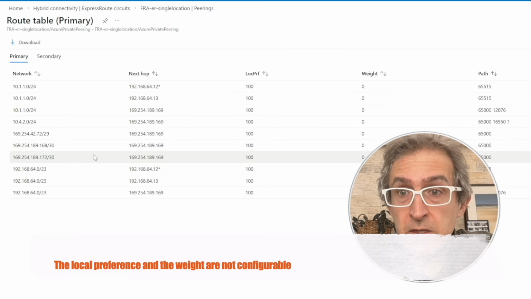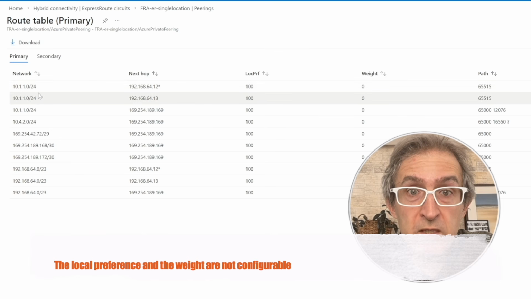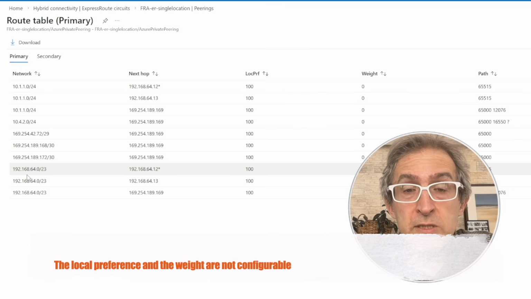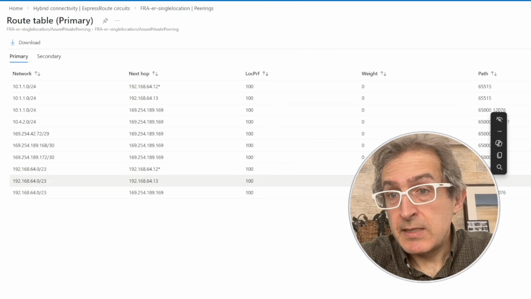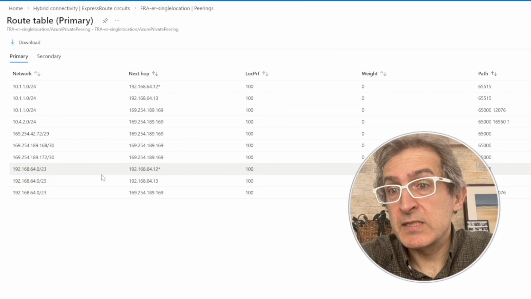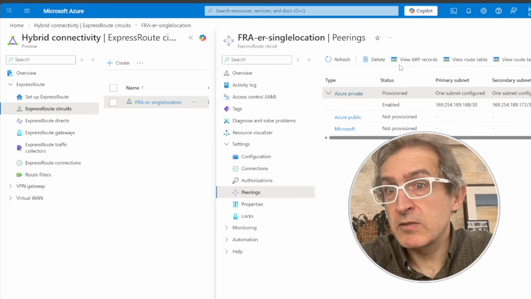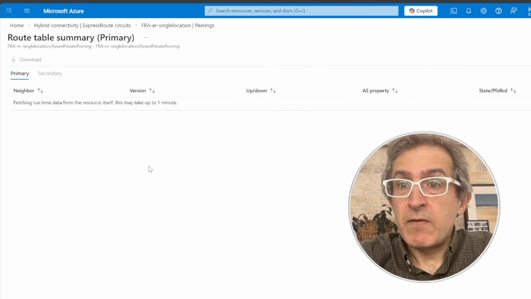You can see here those two at the top, the 10.110, that's the spoke, and you can see the ones at the bottom, which are the hub, this 192.168. Interestingly, the key attribute to notice is the AS path, which is how you can identify that these routes are coming from an ExpressRoute gateway, because they are only for the 65.515.